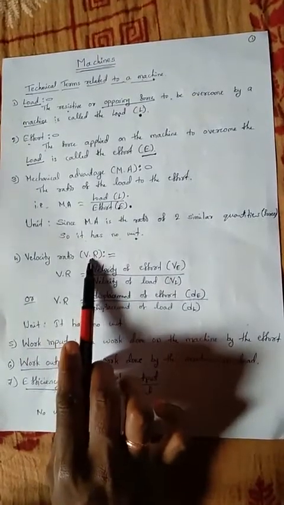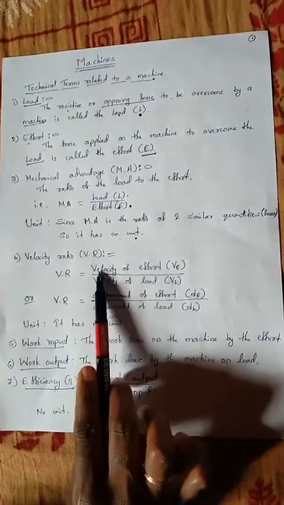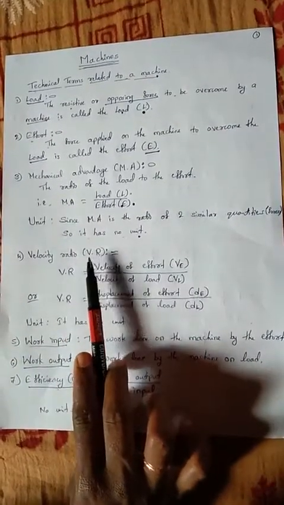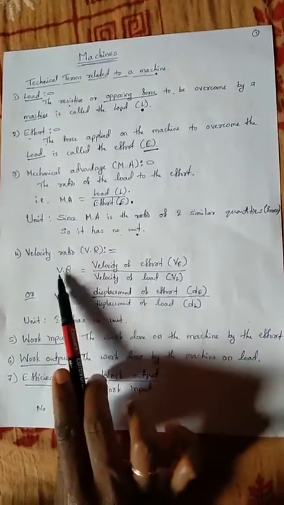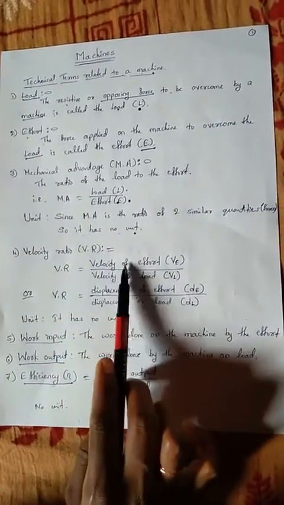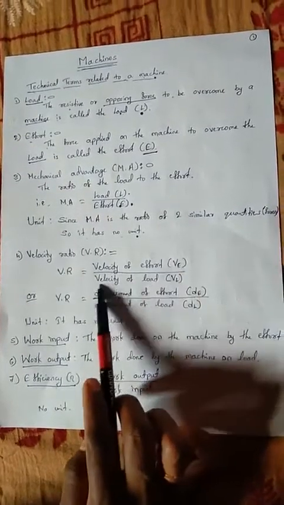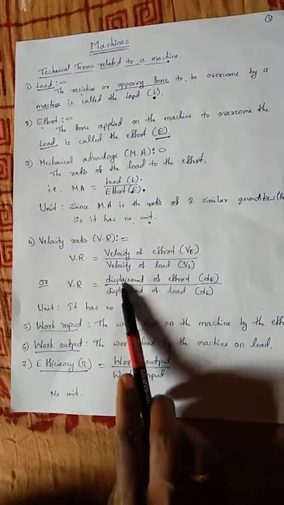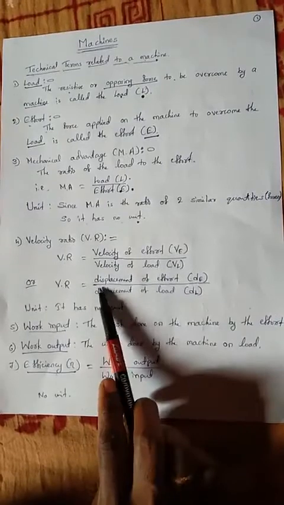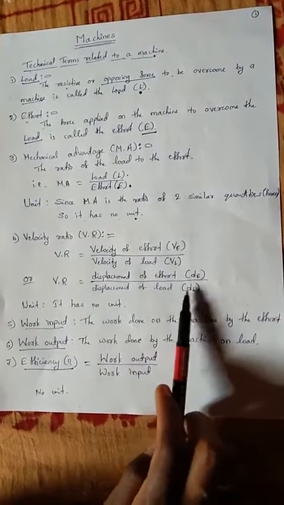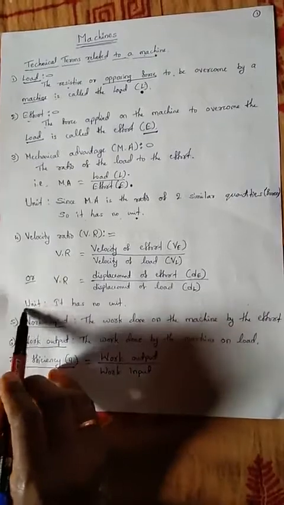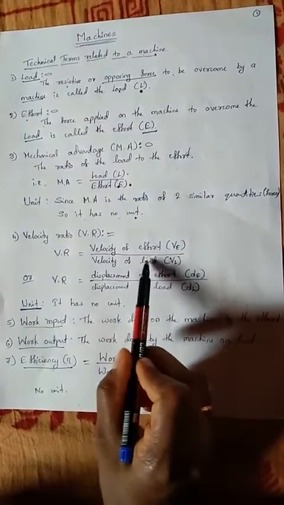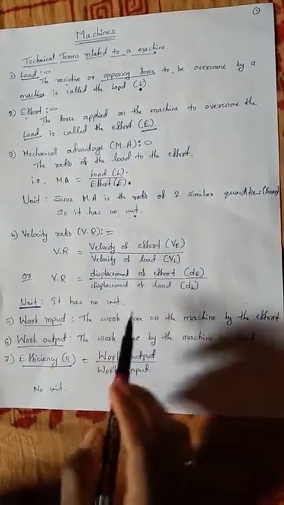Velocity ratio. The ratio of the velocity of effort to the velocity of load is called the velocity ratio, denoted by VR. VR is equal to velocity of effort VE upon velocity of load VL, or velocity ratio is equal to displacement of effort DE upon displacement of load DL. It is also a ratio of two similar quantities, so it has no unit.